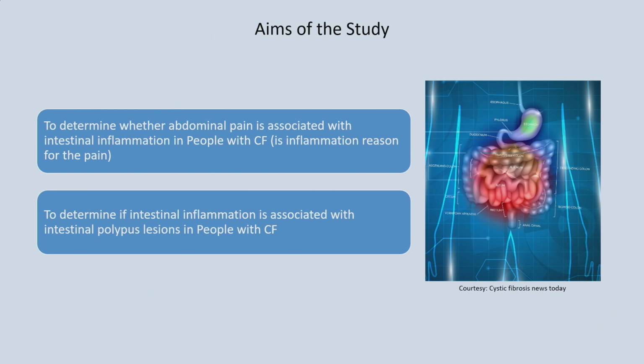This leads us to the aims of our study, which are to determine whether abdominal pain is associated with intestinal inflammation in people with CF, and to determine if intestinal inflammation is associated with intestinal polypoid lesions in people with CF.